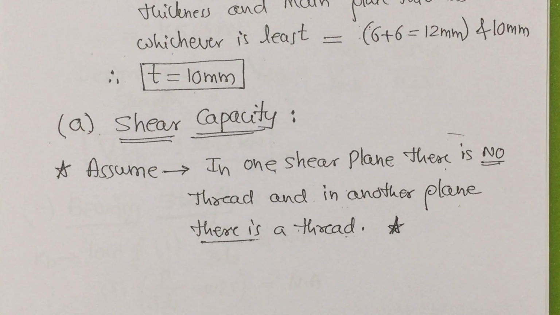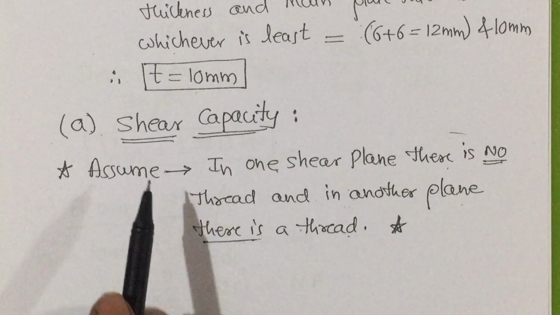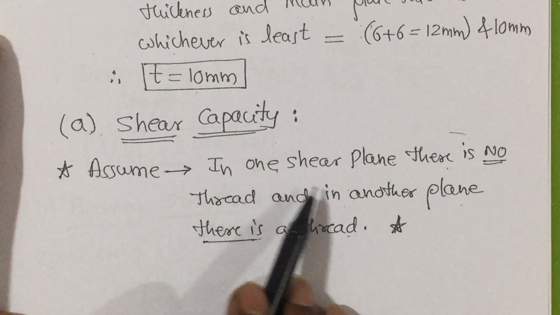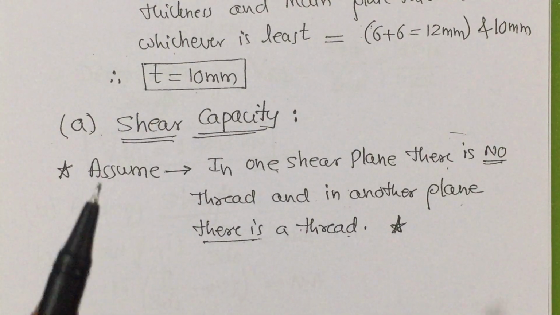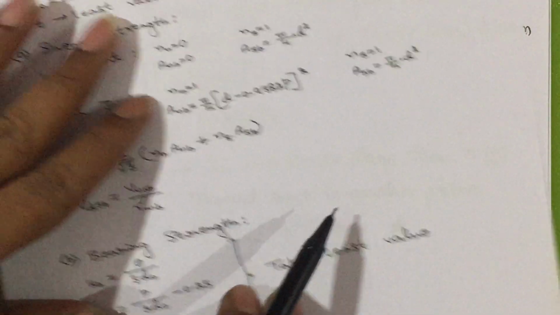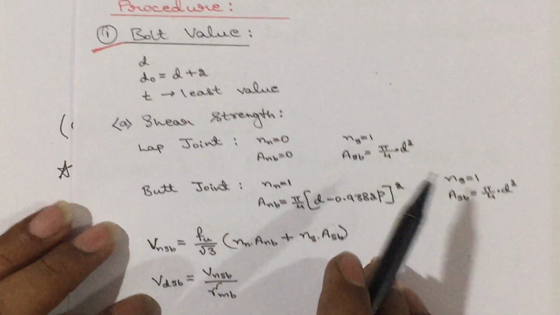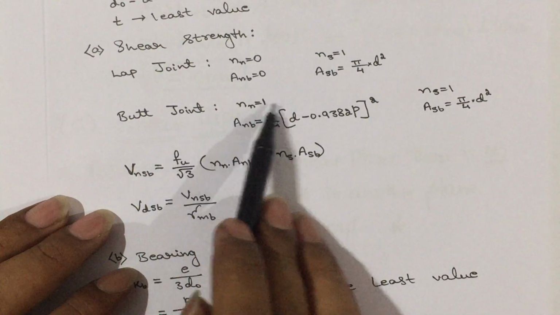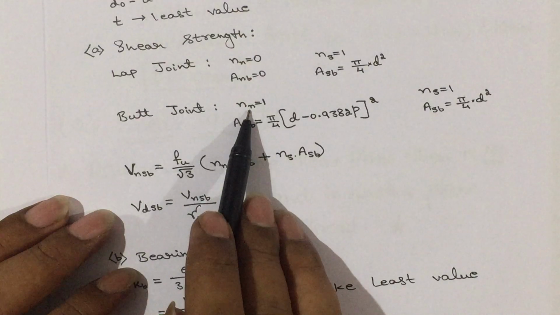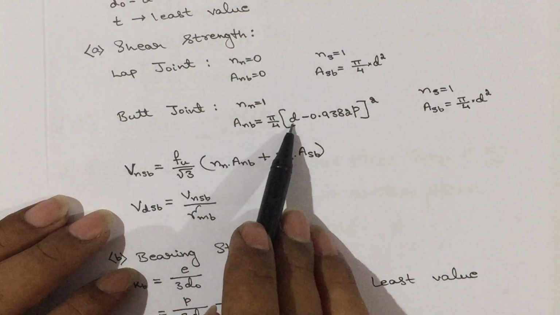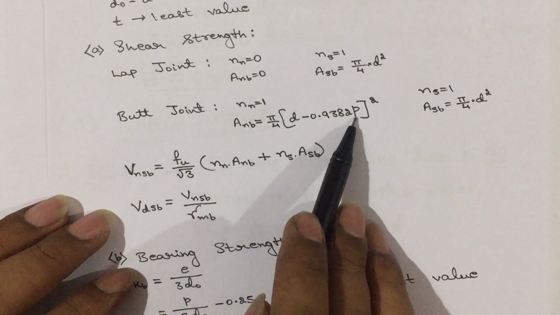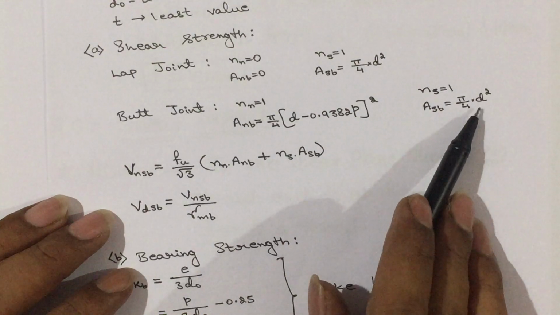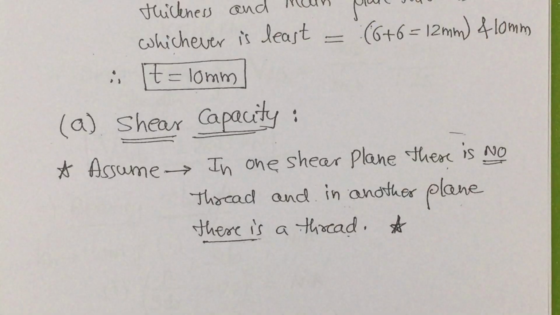Then first calculate the shear strength. Assume that in the case of the butt joint, Nn is equal to 1, Ns is equal to 1, ANB is given by pi by 4 into (D minus 0.9382 P) whole square, ASB is given by pi D square by 4.